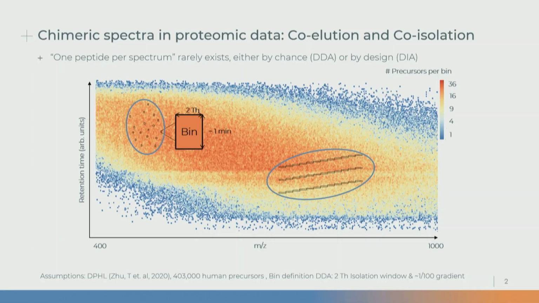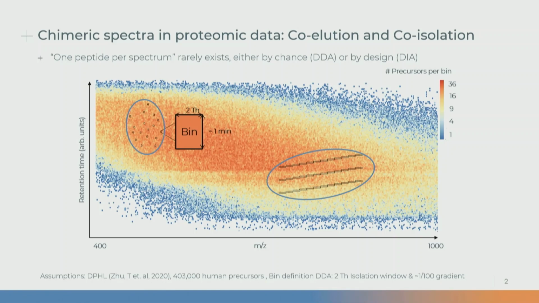I'm sure here in the audience everyone knows what a chimeric spectrum is, and in DIA we actually generate them on purpose. However, as we've seen previously and others have shown before us, also DDA spectra can actually be substantially chimeric. And this is visualized here by looking at a library of 400,000 precursors, and we plot them along the m/z axis and the retention time axis. And we bin them in bins of 2 Thomson by 1 minute. And if you look at those bins, in the majority of all cases, you will actually pick not only a single precursor in DDA, but multiple.